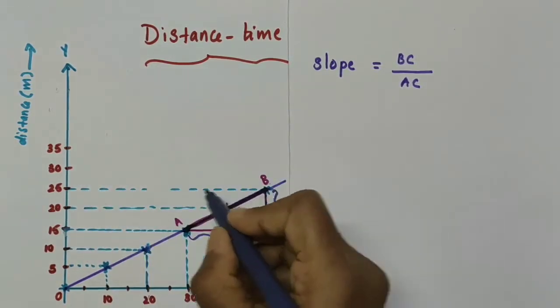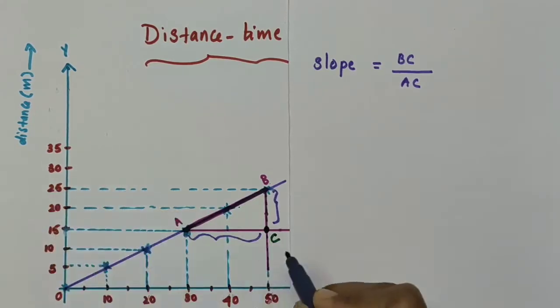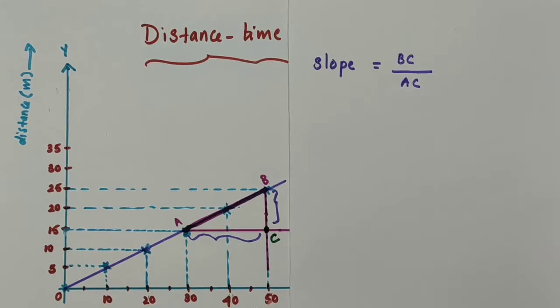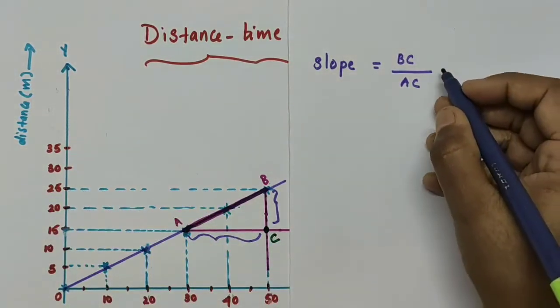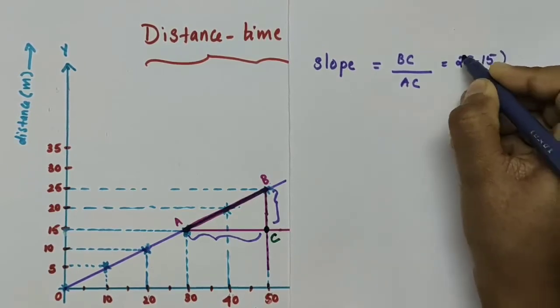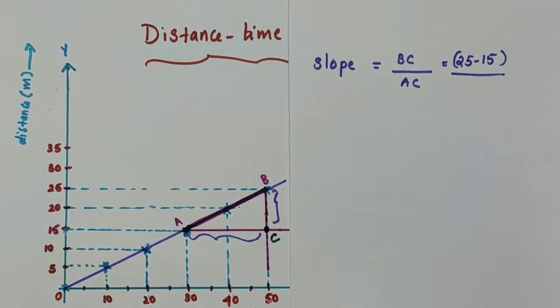So B corresponds to what? 25 meters. C corresponds to 15 meters. So BC will be what? 25 minus 15. Okay, so the slope can be written as 25 minus 15 divided by AC.